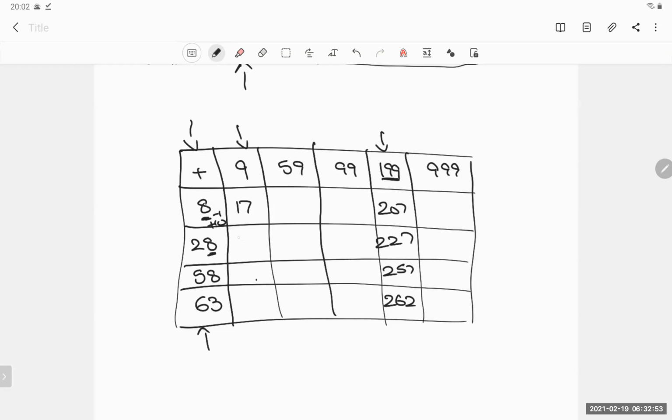Yes, sir. So this would be 28 minus 1, 27, plus 10, 37. 58 minus 1 is 57, plus 10 is 67. Similarly, this is 63 minus 1 is 62 plus 10 is 72.